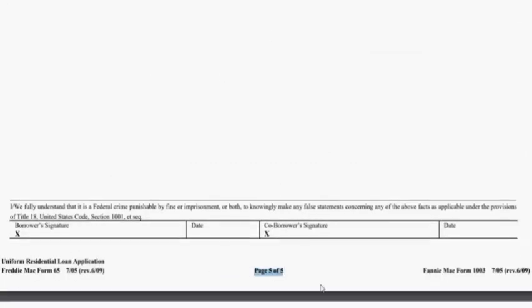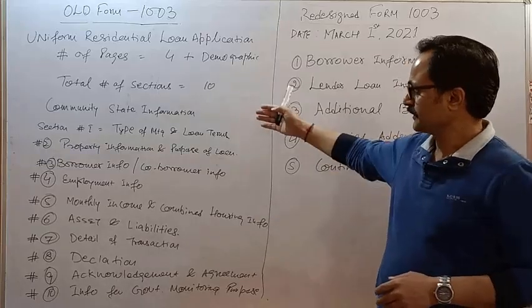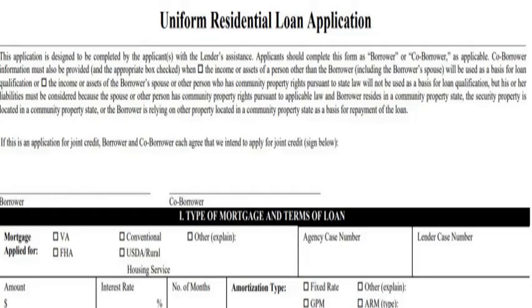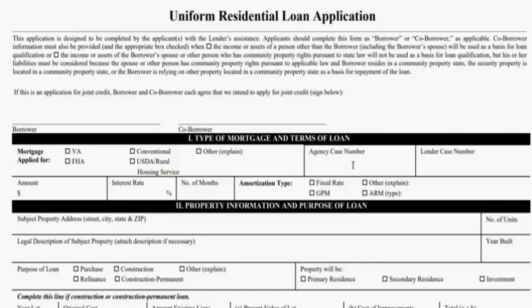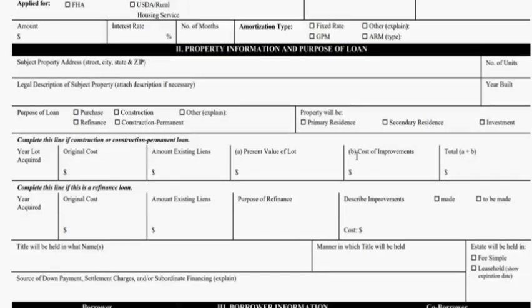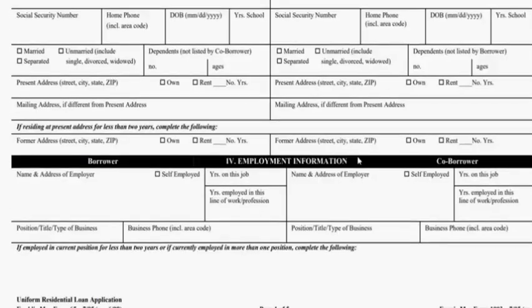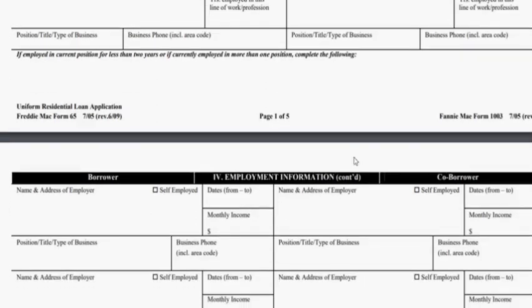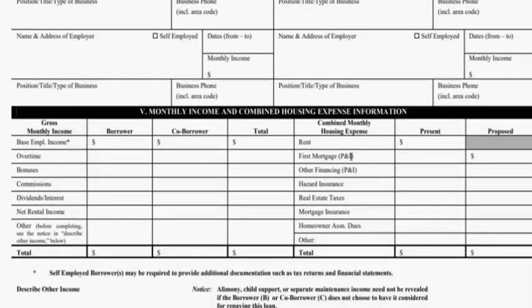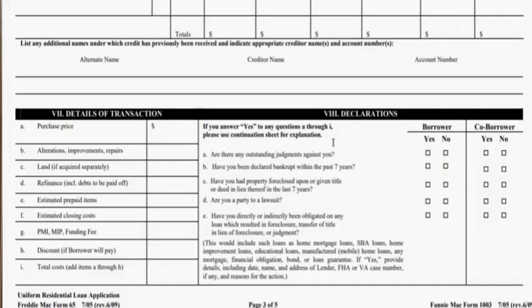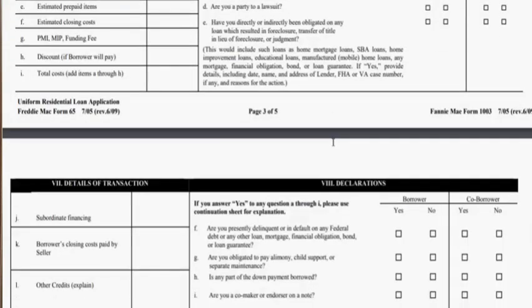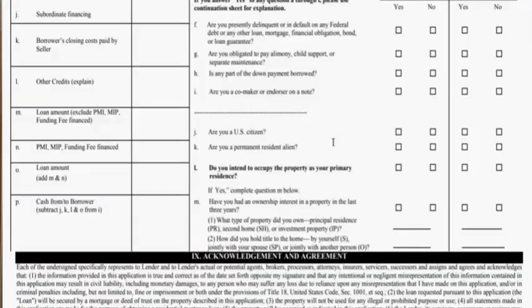Other than that, in those 4 pages there were 10 sections of different information. The first was the community state information, then we were heading towards section 1, type of mortgage and loan terms, property information and purpose of loan, borrower information and co-borrower information, if you remember. Then section number 4 was employment information. Then it was moving towards section number 5, monthly income and combined housing expenses, remember. Then assets and liabilities, details of transaction, DOT section. Then declarations, acknowledgement and agreement, and info for government monitoring purposes.